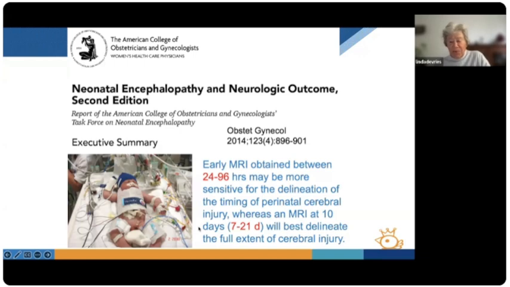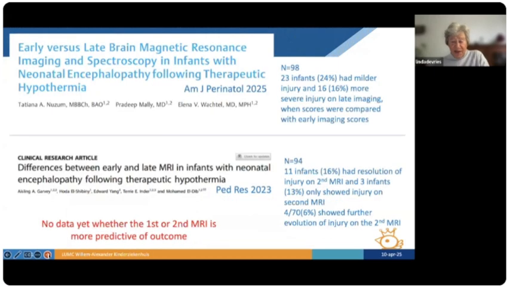And also many of our babies would either be transferred back to the local hospital, or even the ones that were not so severely affected will already be home. So it's also not very practical. There have been a few papers recently, one by Terry's and Mohammed's group, and another one that was just published in American Journal of Perinatology, showing that doing 2 MRIs is better.